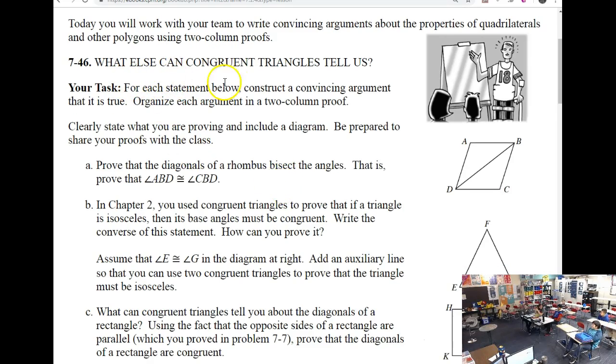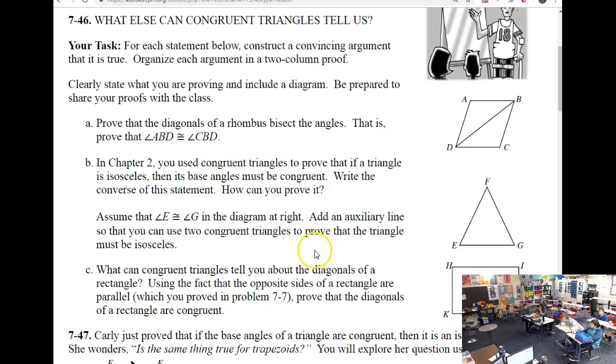For each statement below, construct a convincing argument that it is true. Organize each argument into a 2-column proof. Before you dive in, you may want to first just discuss how you're going to get to the end result. In A, what we're trying to prove is that the diagonals of a rhombus bisect the angles. How can that be proved definitively using math facts we've all agreed on? And then you continue, B and C.